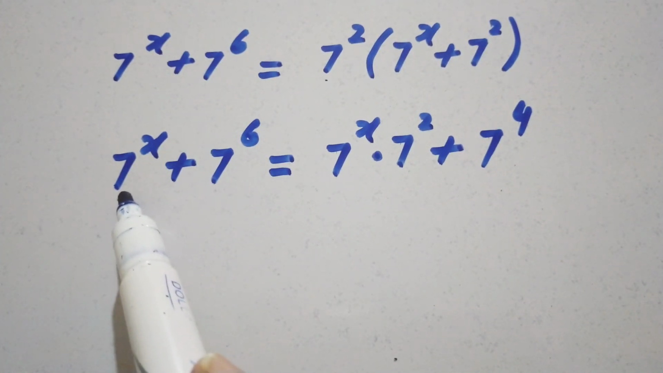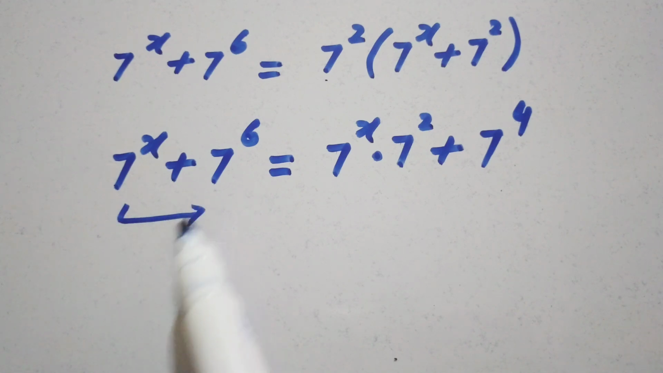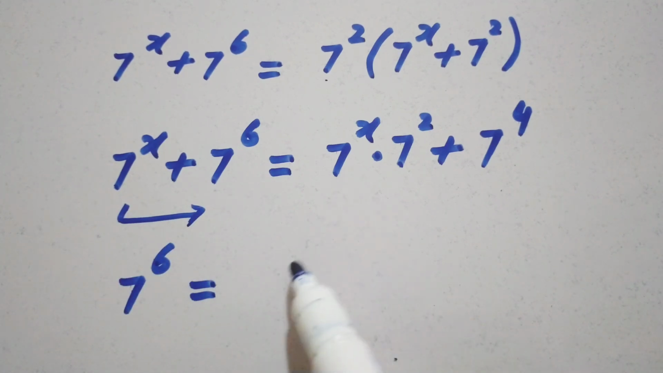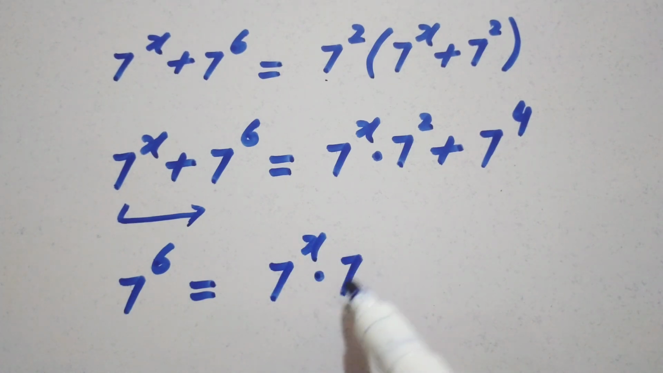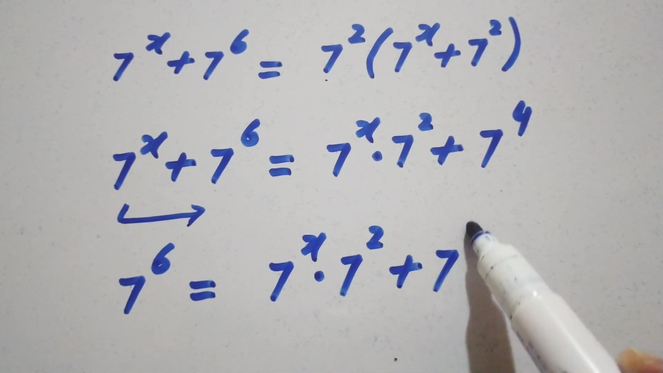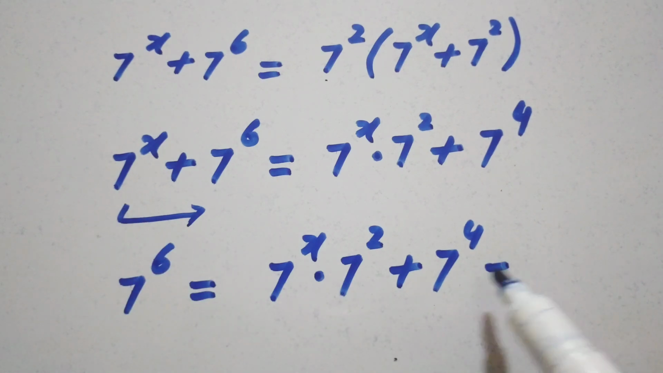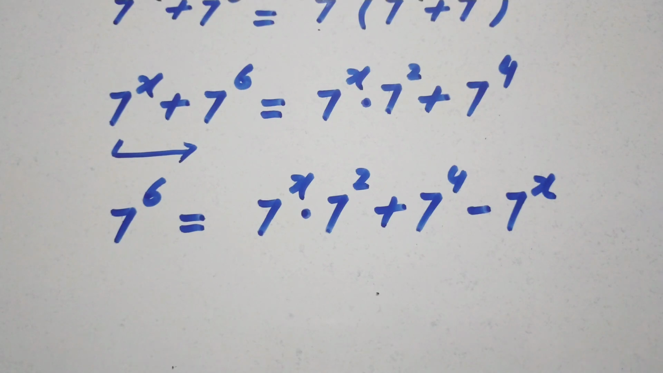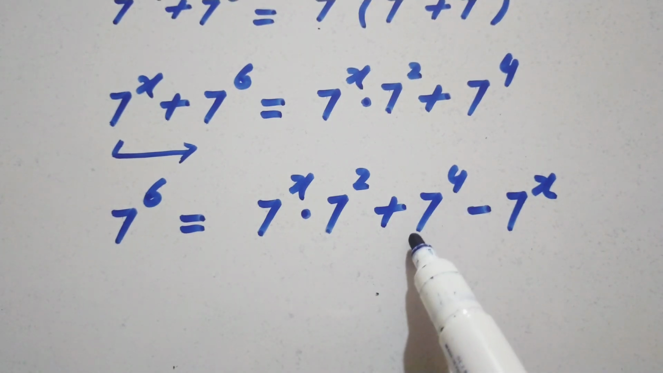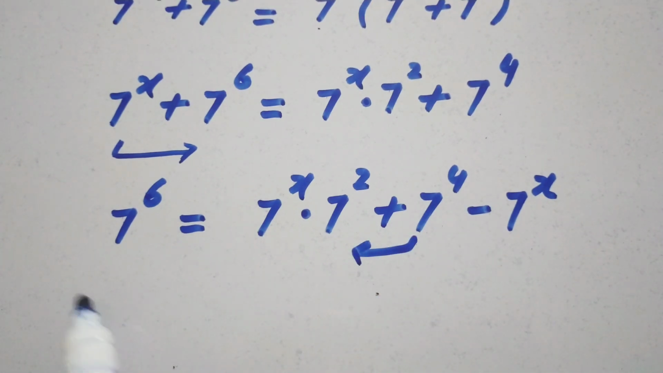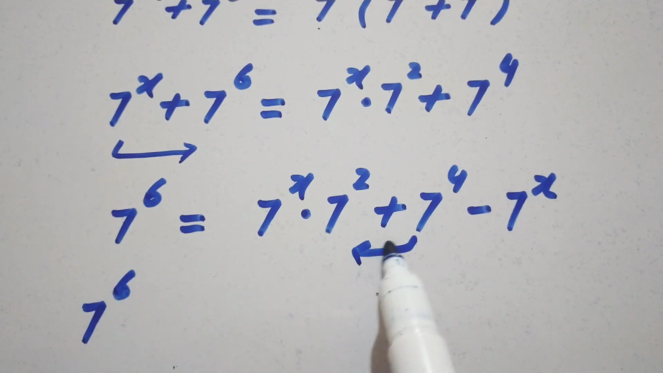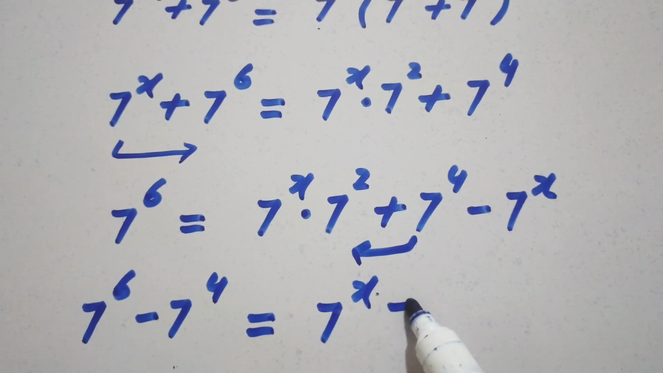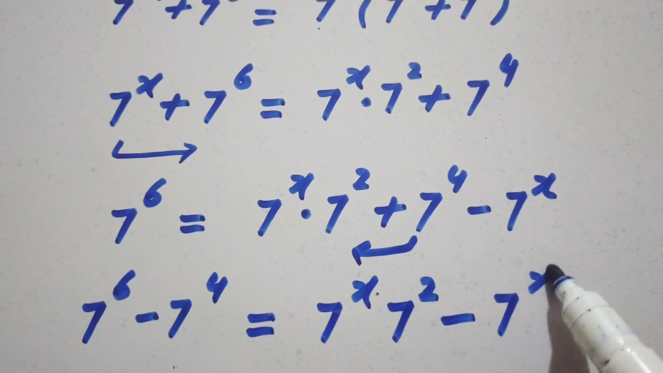Now moving this 7^x from left hand side to right hand side, here we are left with 7^6 is equal to 7^x multiplied by 7 squared plus 7^4, and this will be negative on this side, 7^x. Now moving 7^4 from right hand side to left hand side, this will become 7^6 minus 7^4 is equal to 7^x into 7 squared minus 7^x.